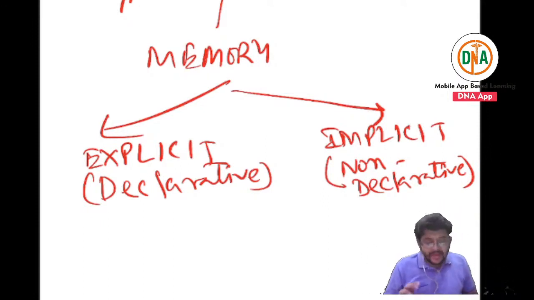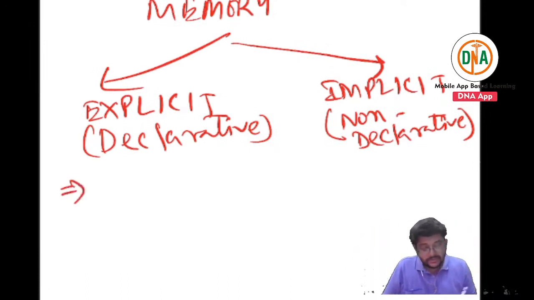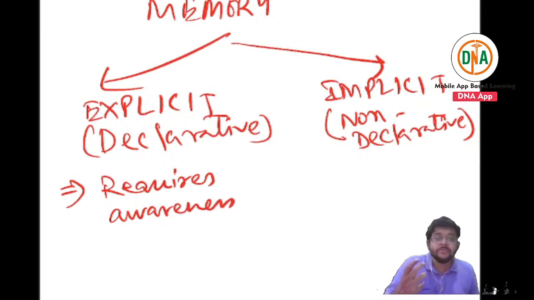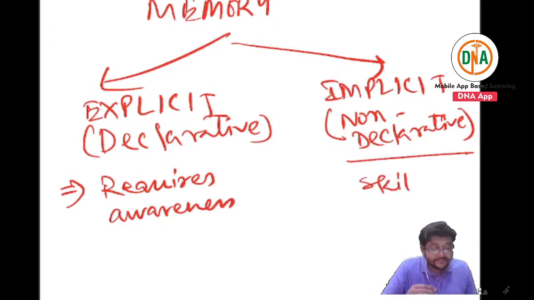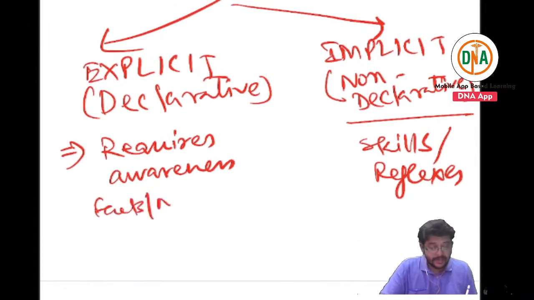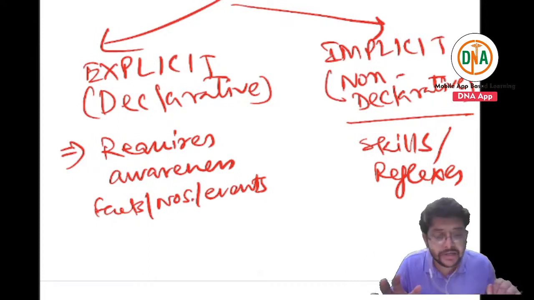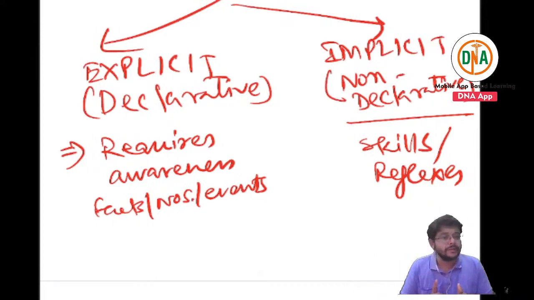What is the basic difference? Explicit memory requires awareness. Implicit memory deals with skills. It deals with reflexes. So it doesn't require awareness. Let me explain. Explicit memory is all about facts, numbers, events. So for explicit or declarative memory, you have to remember the name of your book. When you are memorizing, this is book X, book Y, book Z.